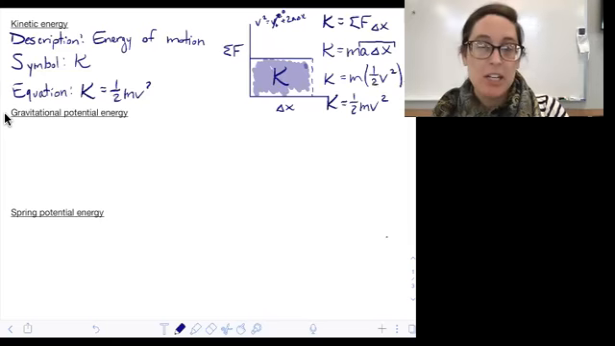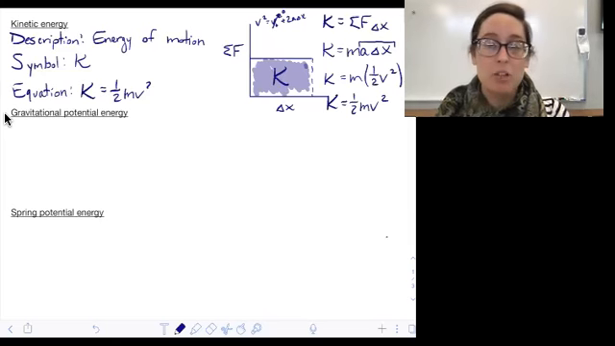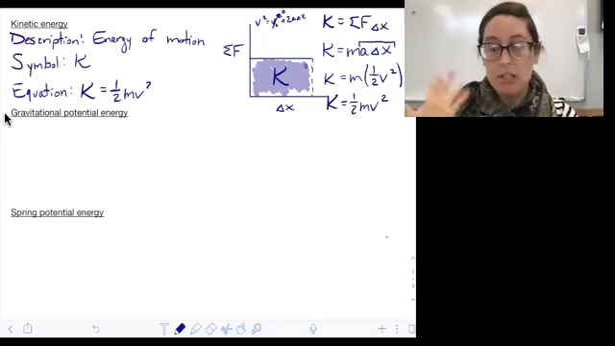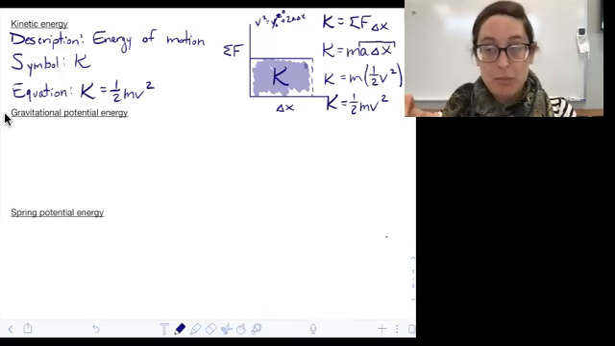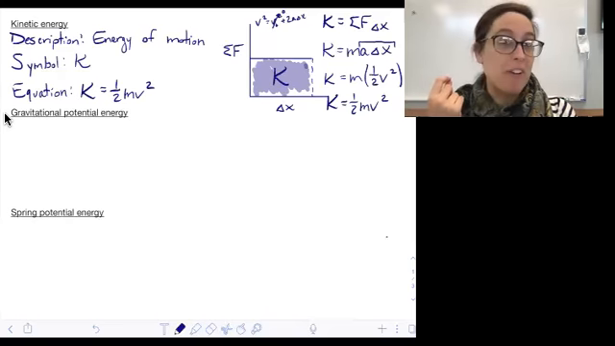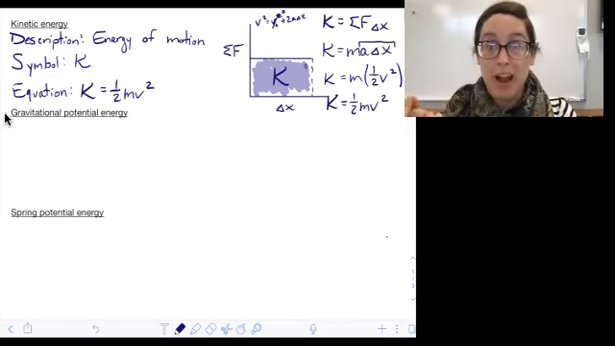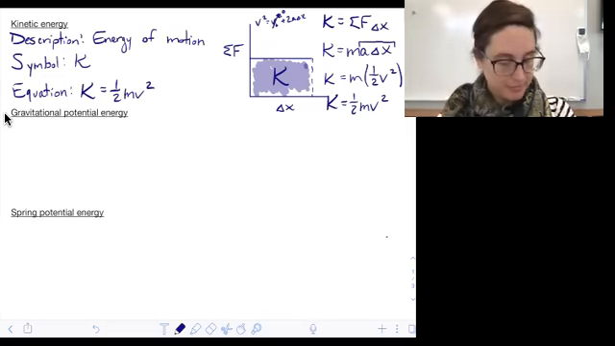So the amount of kinetic energy that we have depends on two things, right? We know it depends on the mass of the object. If the object is bigger and it's moving, we would expect it has more energy. And then also how fast it's moving. If an object is moving faster, we would expect that it would have more kinetic energy. All right.